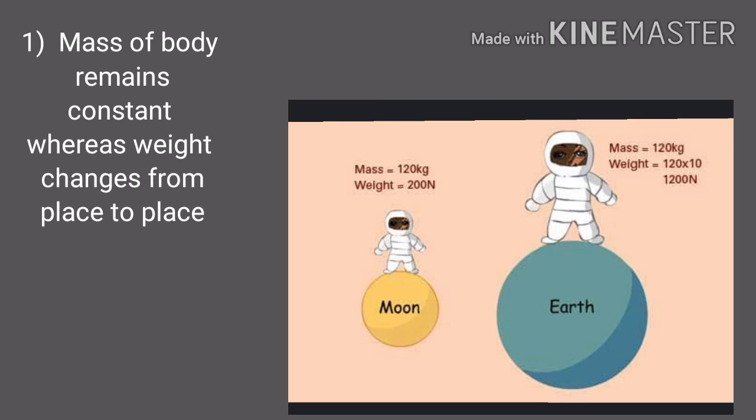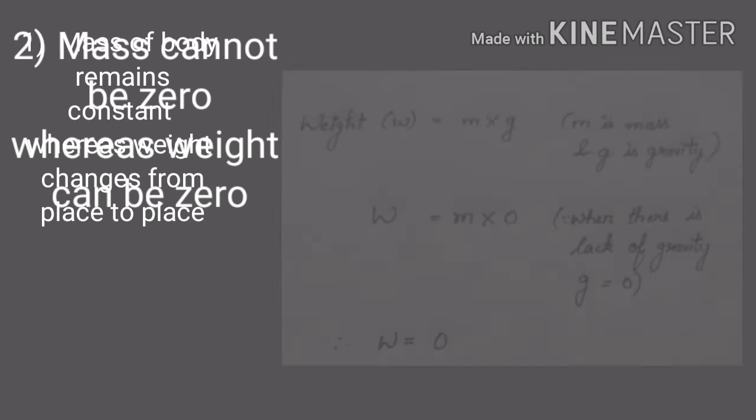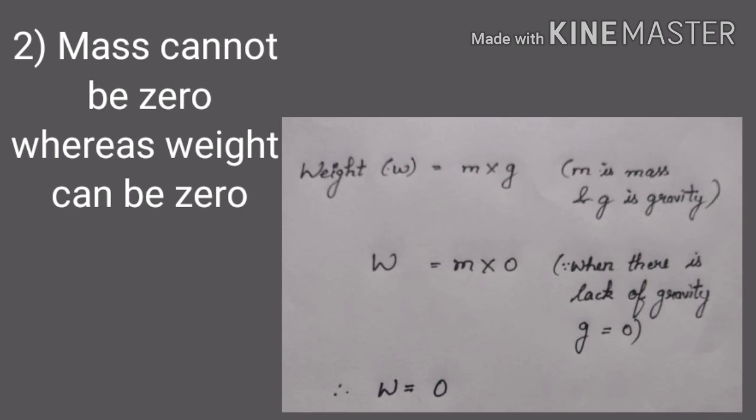Whereas the weight of an object is greater when the pull of gravity is stronger and weight is lesser when the pull of gravity is weaker. So weight changes from place to place but mass remains constant. The second difference is mass cannot be 0 whereas weight can be 0. Weight can be 0 because when there is lack of gravity it will be 0.